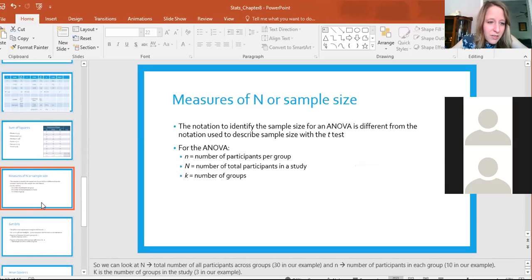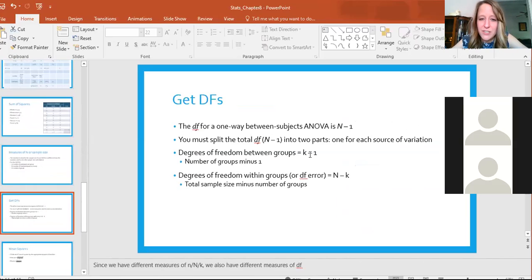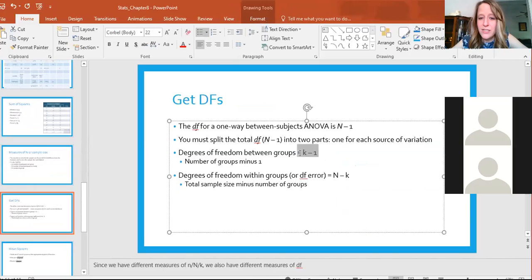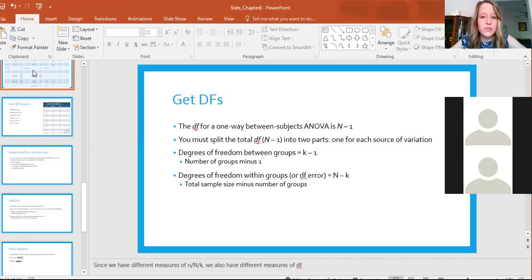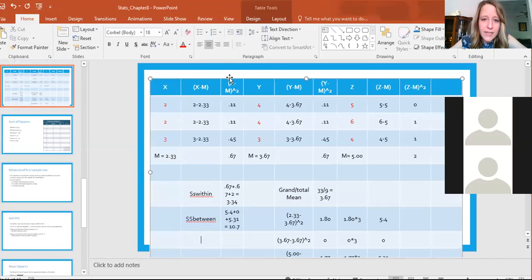Okay, here's my degrees of freedom. So my degrees of freedom between groups is k minus 1. My degrees of freedom within groups is n minus k. So this would be the total sample size minus the number of groups. This one is the number of groups minus 1.